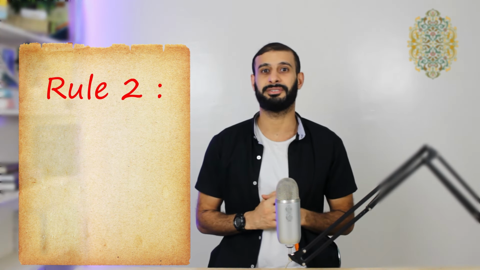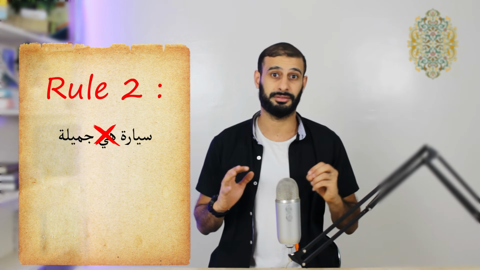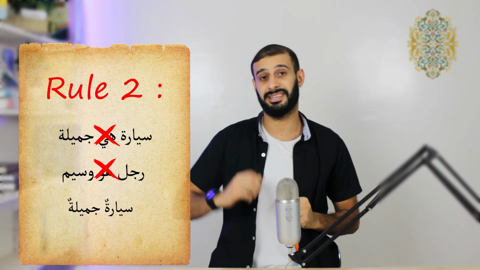Rule number 2, the adjective comes directly after the noun. Don't use any word between them. Don't say سيارة هي جميلة or رجل هو وسيم, but say سيارة جميلة and say رجل وسيم.